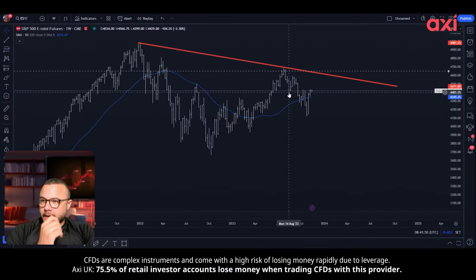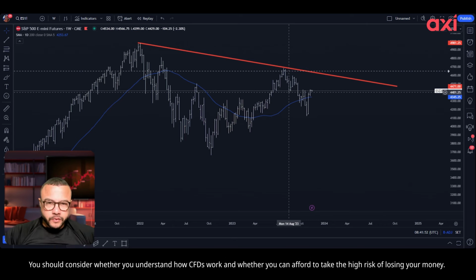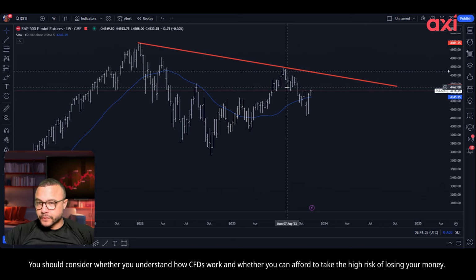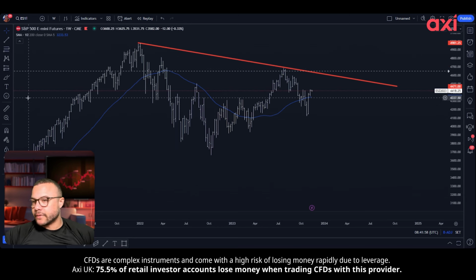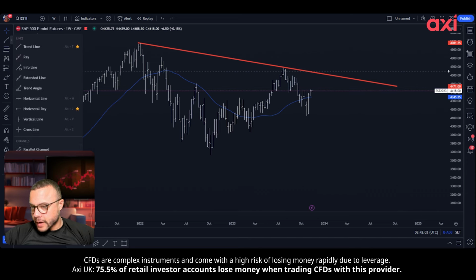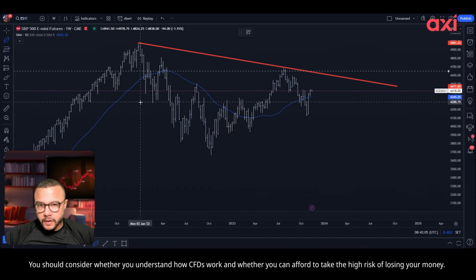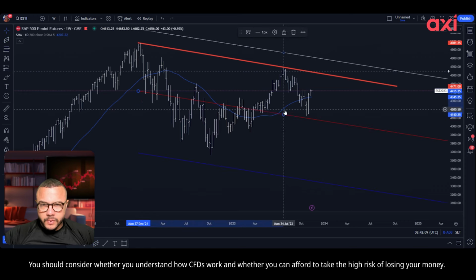First up, let's have a look at the S&P 500 E-mini. This is the futures contract. It's pretty much exactly the same as the CFD that you would get via AXI. And I just wanted to also add on the linear regression that I was referring to, I think, just last week even.